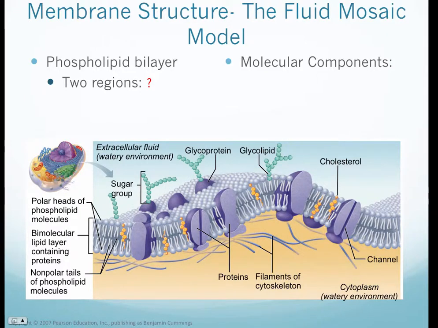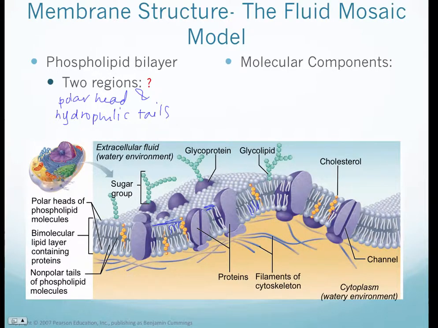Alright, so let's look at filling this in. Two regions. We have the polar head, being this layer over here. These are all the polar heads. And we have hydrophilic tails, being these little tails that you see all in white.